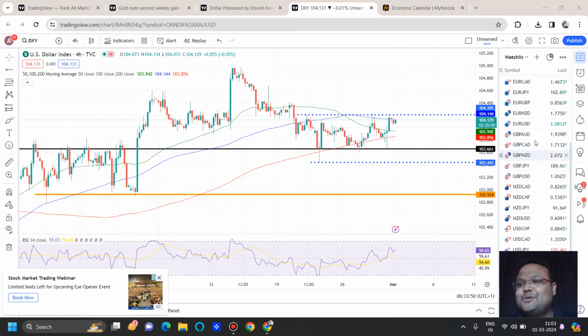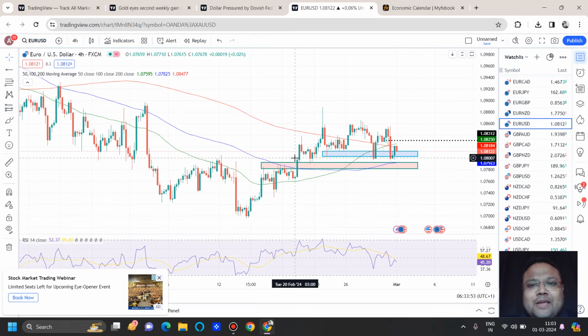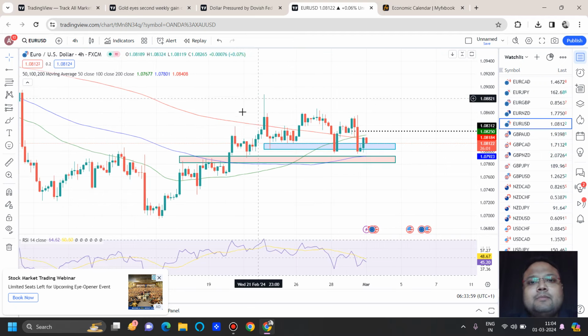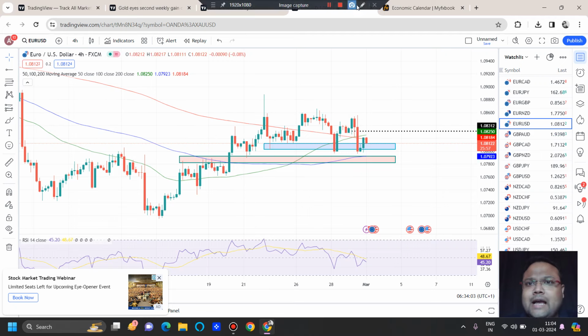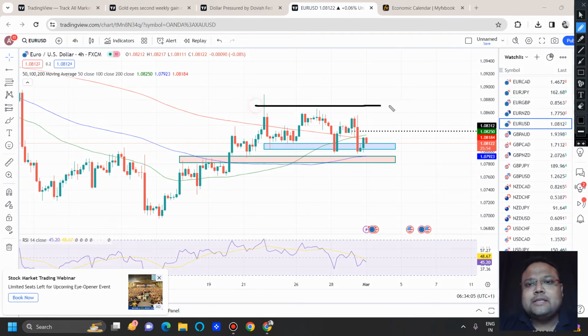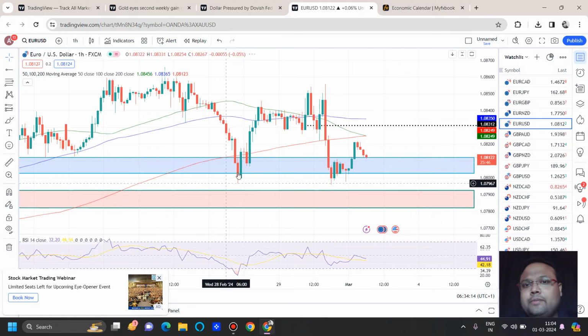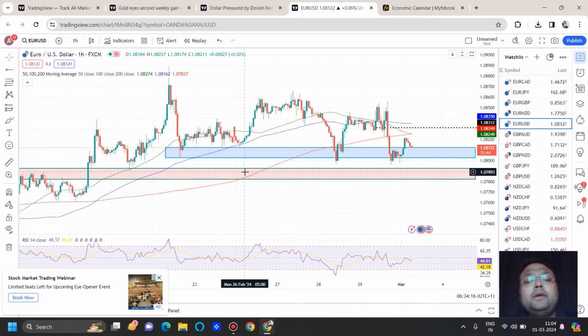And now let's look at the chart of Euro USD. Euro USD was in a downtrend. After that, there was a trend reversal we discussed, but right now we can see the momentum is lost. The trend reversal sign is diminishing, and just like DXY, Euro USD also seems to be sideways. So if you have any ongoing position on Euro USD, you can stay in the trade.